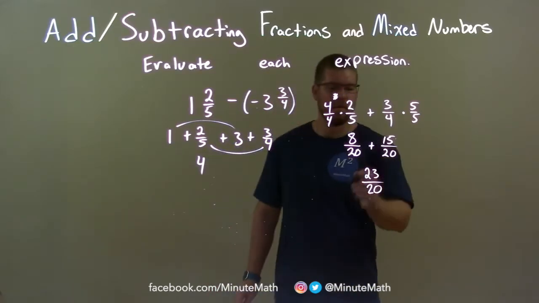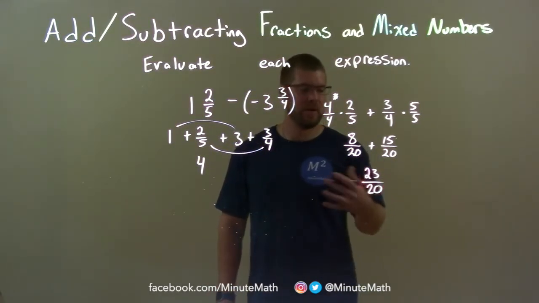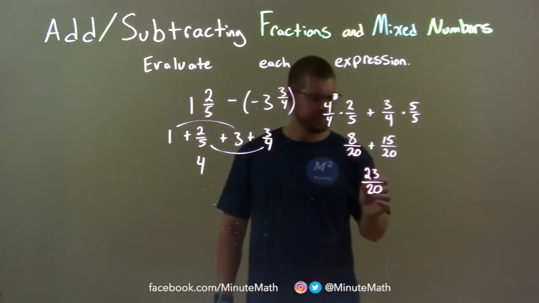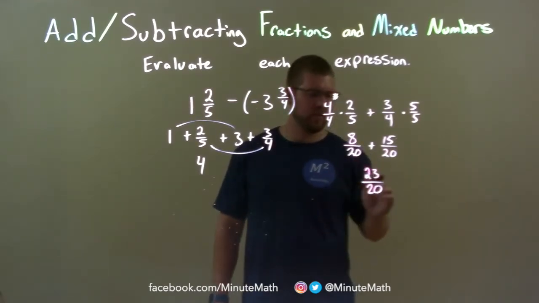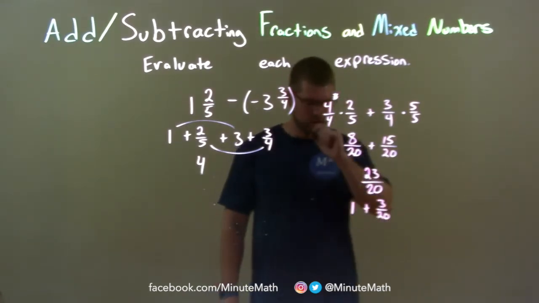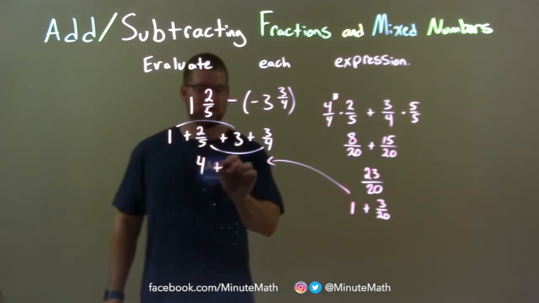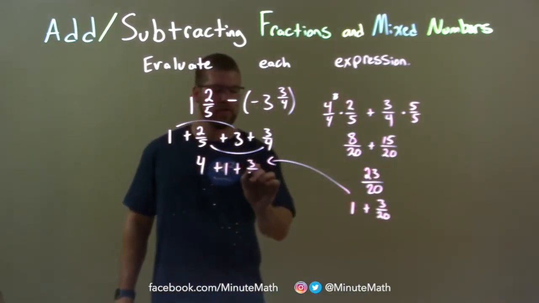Okay? Keep the same. Now, since this is an improper fraction, I'm going to break it into a mixed fraction there. And break it up into 2 parts. 20 goes into 23 one time with 3 left over. So 3 over 20 is what's left. Now, I'm going to bring that over here. I have plus 1 plus 3 over 20.